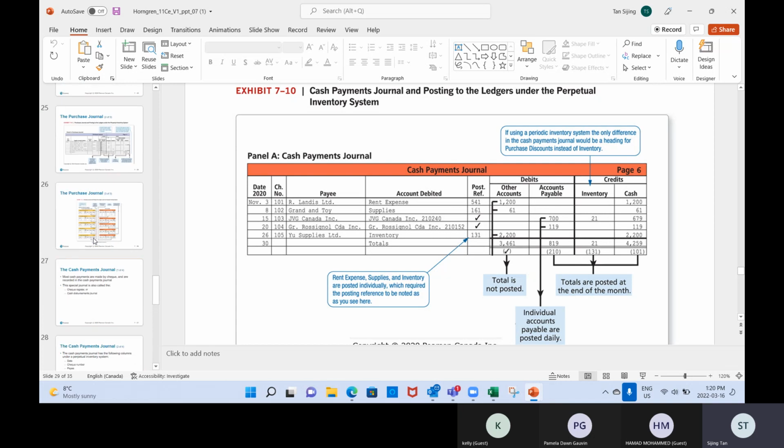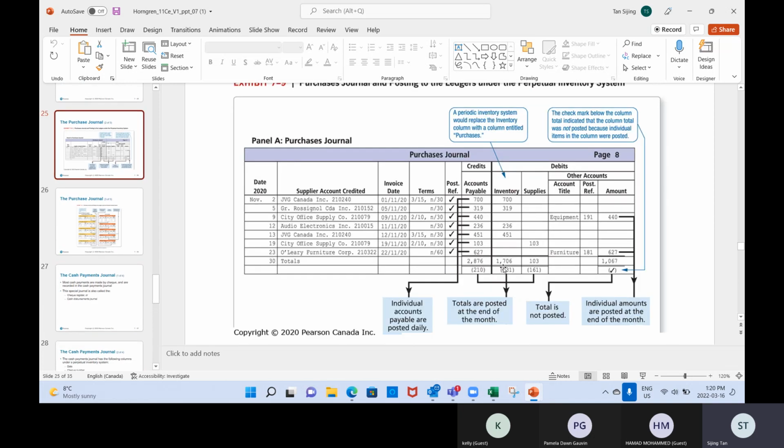The next special journal I want to show is the purchase journal. It is very similar to the cash payment journal, but it's a different transaction. Using the same example, this is the same company. On November 2nd, we purchased something from JVG Canada. We put the supplier's account information and the invoice date, since we should receive the invoice. We put the terms, 3% within 15 days and due in 30 days. Our credit goes to accounts payable because our liability increased, and the inventory goes under debit. So debit inventory, credit accounts payable. That is how the purchase journal works.